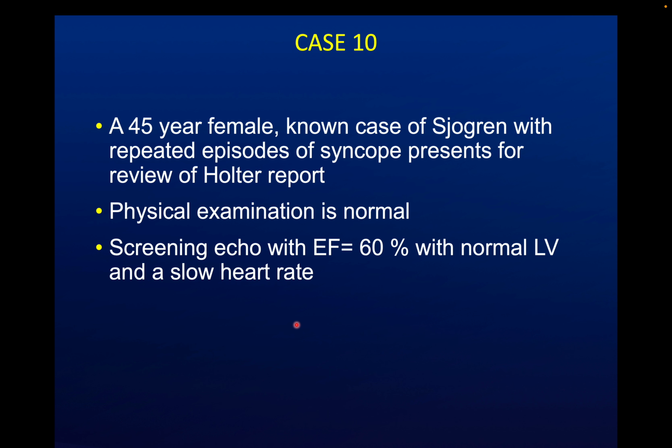Finally, we have a patient who is a 45-year-old female, known case of Sjogren's disease with repeated episodes of syncope, presenting for review of the Holter report, whose physical examination is normal. Screening echo has an ejection fraction of 60% with normal LV function and a slow heart rate, whose ECG, as you can see here, shows a fast heart rate followed by a gradual slow heart rate.